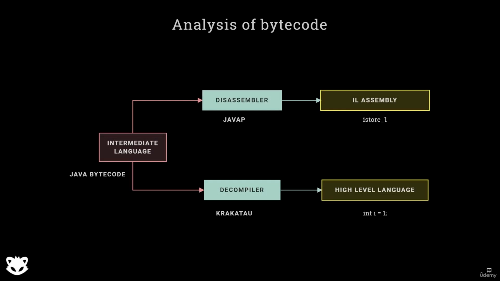But as I said, you can also use a disassembler. So I'm showing you both cases here. The decompiler transforms the intermediate language into a high-level language. So, for instance, Java bytecode will be transformed into Java code. The disassembler here, for example javap, will transform the intermediate language into a form of intermediate language assembly. In this case, for instance, Java bytecode assembly.